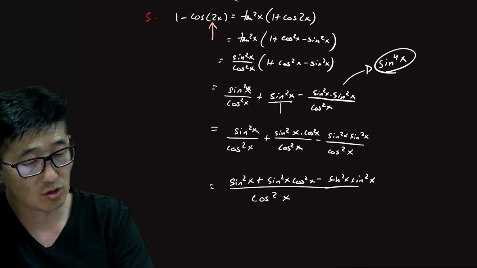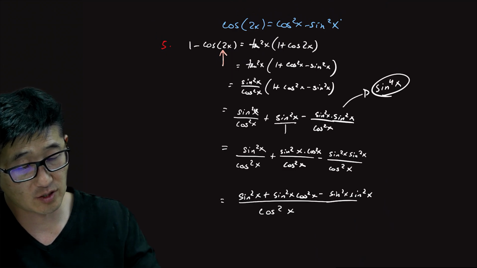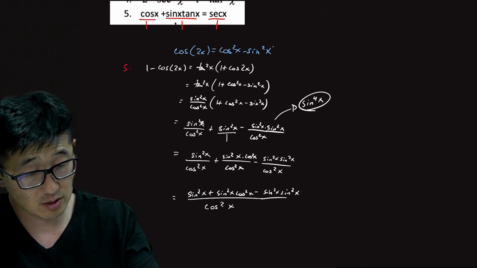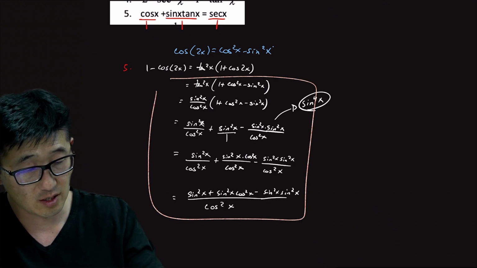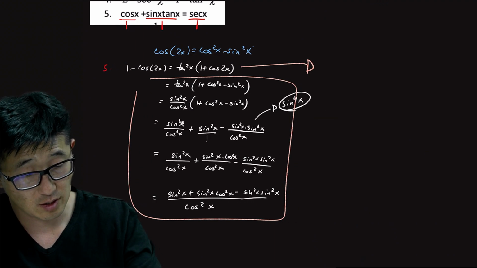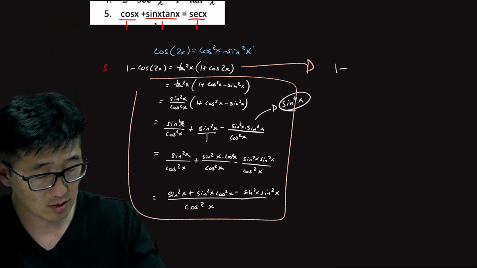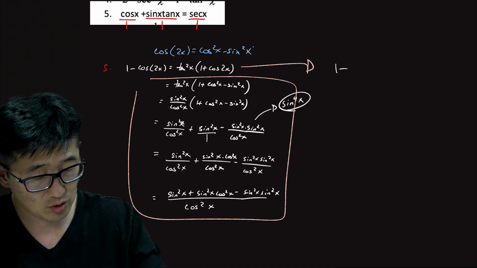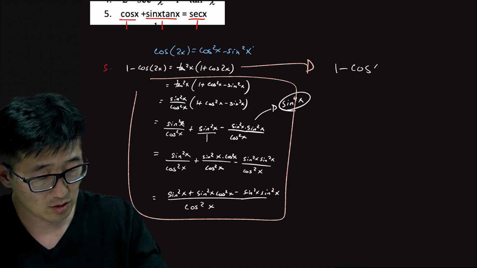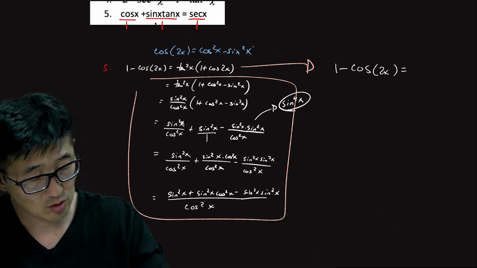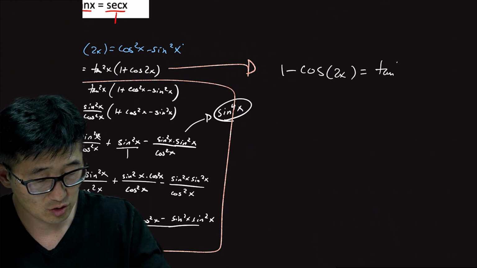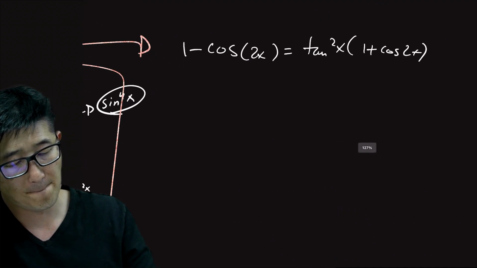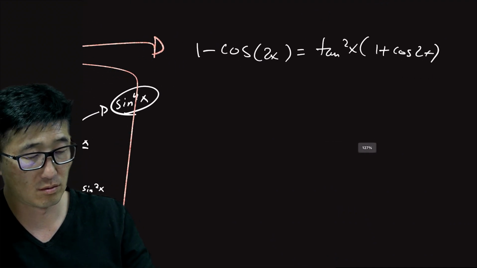Okay. So this is where you'll just kind of hold off and say, okay, maybe I should try a different route. All right, so let me leave this here and move this over. And let's try this. 1 minus cosine 2x equals tangent squared x times 1 plus cosine 2x.